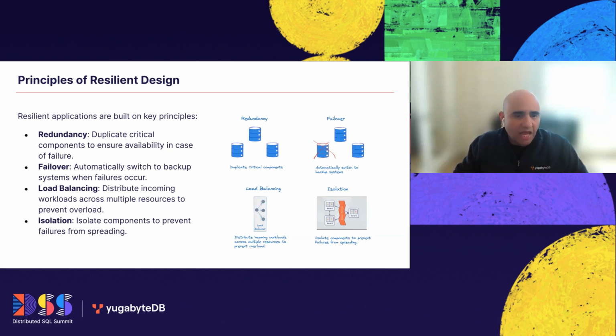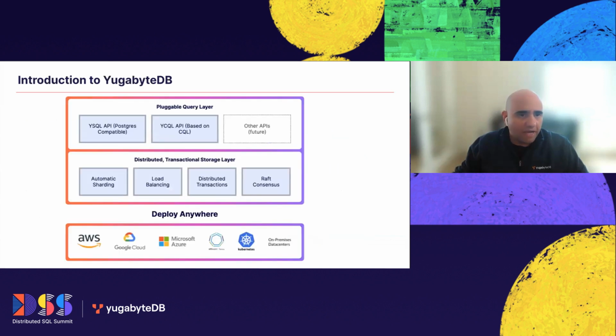These principles work in harmony to create a robust, resilient design that can handle failures, traffic surges, and unexpected challenges. They are the building blocks of an application that's always ready to serve your users come what may. In the following slides, we'll see how these principles can be applied to real-world scenarios, especially when integrating with YugabyteDB. So let's look at the high-level architecture diagram of YugabyteDB.